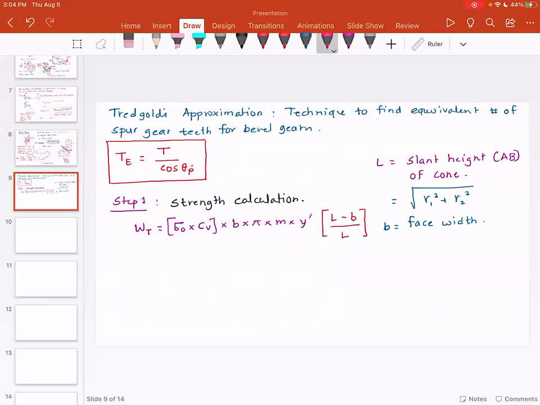We would use typically the velocity factors for bevel gears as 3 divided by 3 plus V, or 6 divided by 6 plus V. So this is the regular, and these are precision. This factor is sometimes called the bevel factor.